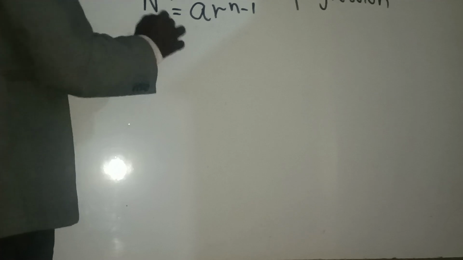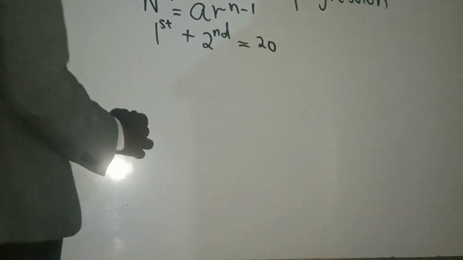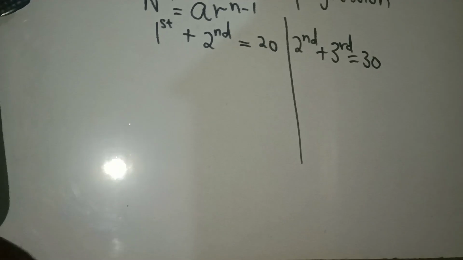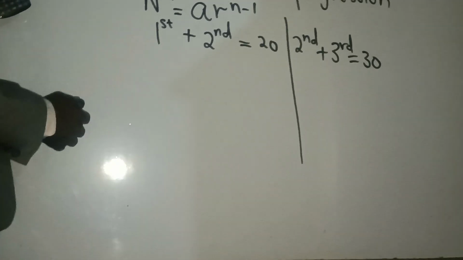And if someone tells me that the sum of the first and the second terms of this geometric progression is 20, and still the person says that the sum of the second and the third terms of this same progression is 30, they expect us to get the common ratio of this geometric progression.